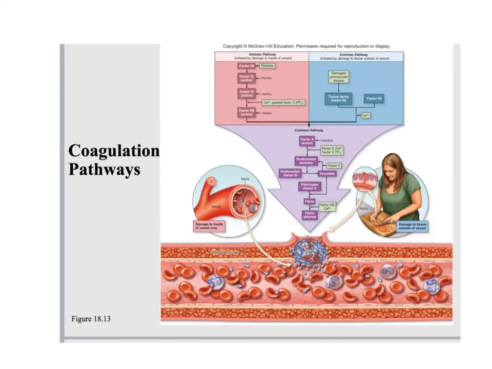This is a picture that's actually in your book. I like the other two better because it takes all the other stuff out. But you see intrinsic and extrinsic pathways converge into a common pathway at factor 10, also known as prothrombin activator, and then prothrombin to thrombin. Thrombin converts fibrinogen to fibrin, and you get the polymer and the mesh that's formed.